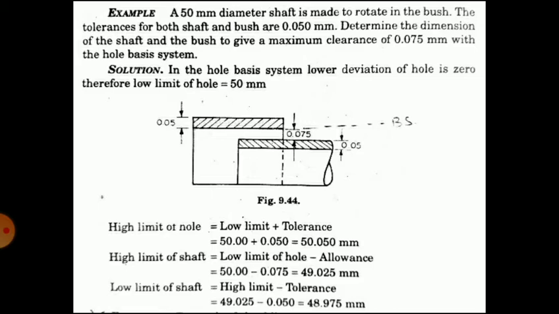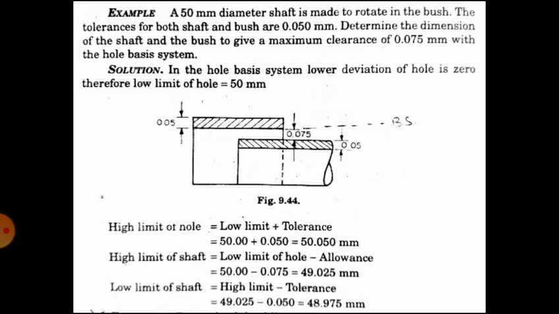Now find out the high limit of the hole. The formula is low limit plus tolerance, and you will get the higher limit of the hole. So the lower limit is 50, as given, plus the tolerance, also given for the hole, 0.05. So it will be 50.050 mm. You can see in the diagram how it is calculated.